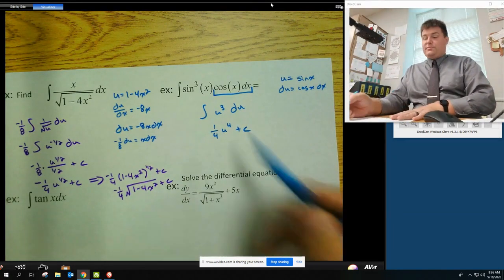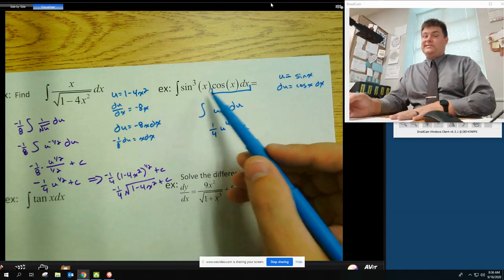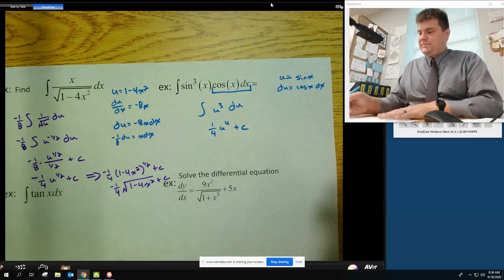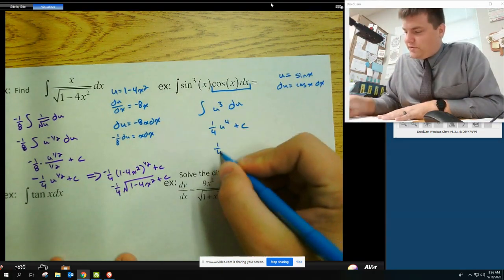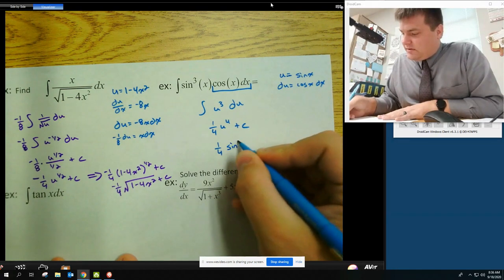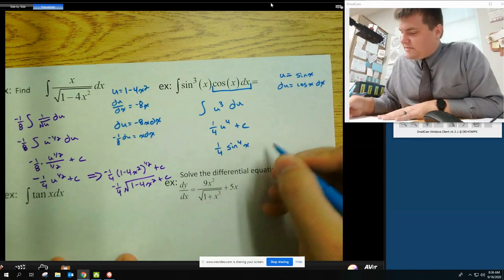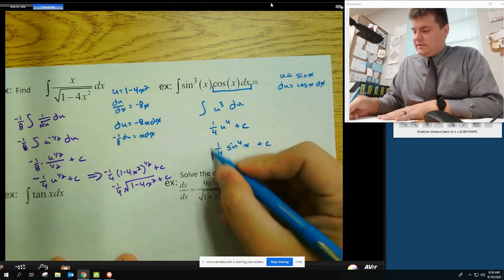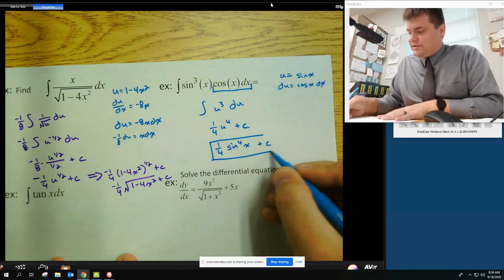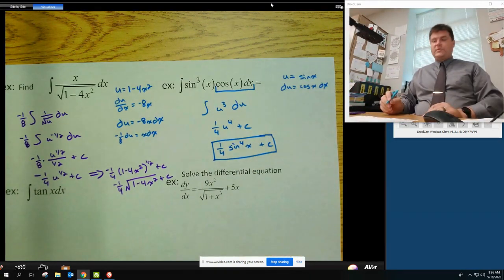So this one looked pretty gosh darn complicated. It really turned out being not so bad. Just replace this back in now. So 1/4 sine to the 4th of x plus c. And that is how you do it. Cool.